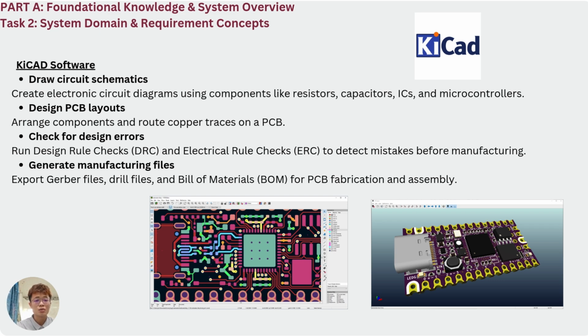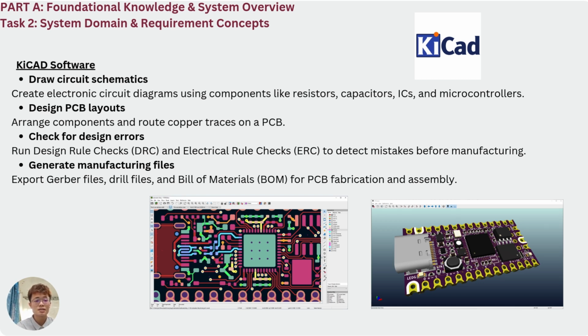Firstly, users can draw circuit schematics by creating electronics diagrams using components like resistors, capacitors, and microcontrollers. After that, they can design PCB layouts by arranging components and routing copper traces on the board. KitKat can also help to ensure the design quality by allowing users to run design rule checks and electrical rule checks to detect errors before manufacturing. This is important because it reduces the mistake that could cause the circuit failure.